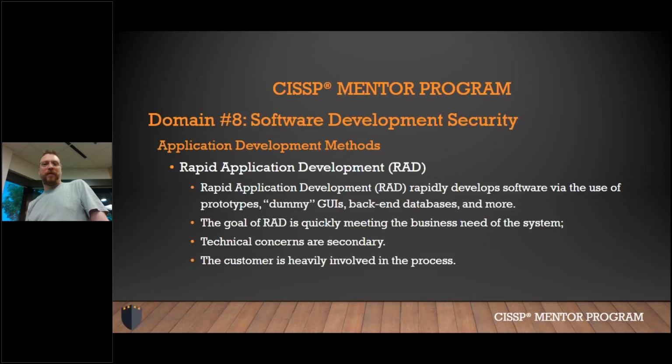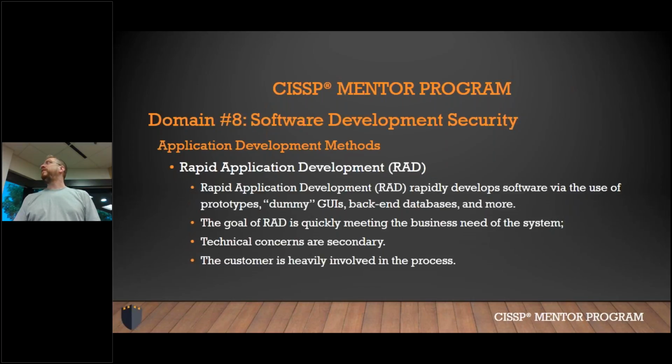So rapid application development, software via the use of prototype, dummy GUIs, backend databases, and more. This is where you need to quickly meet the needs of the business unit. How you're actually going to do it is kind of secondary, right? How good the code is going to be is secondary.